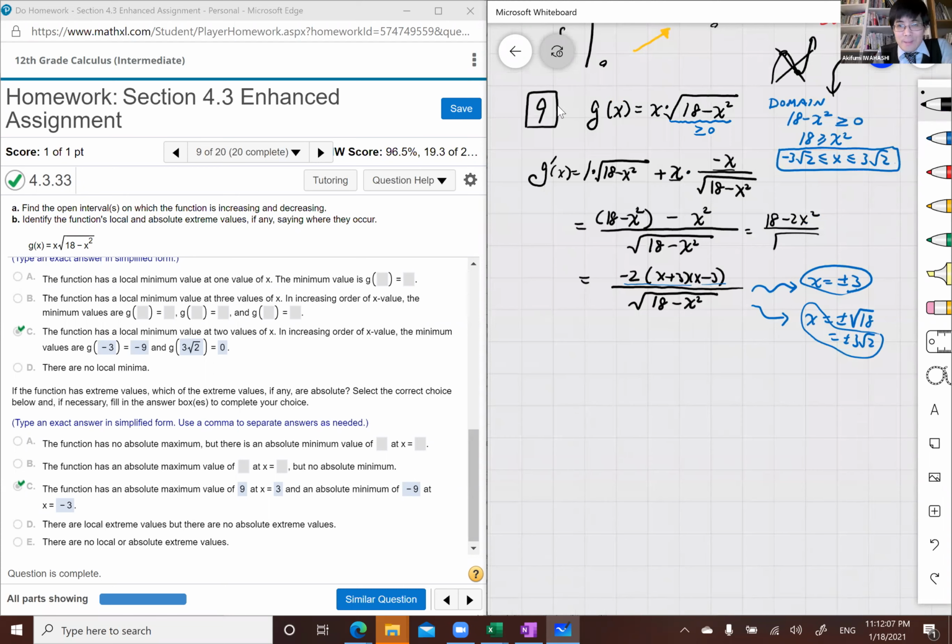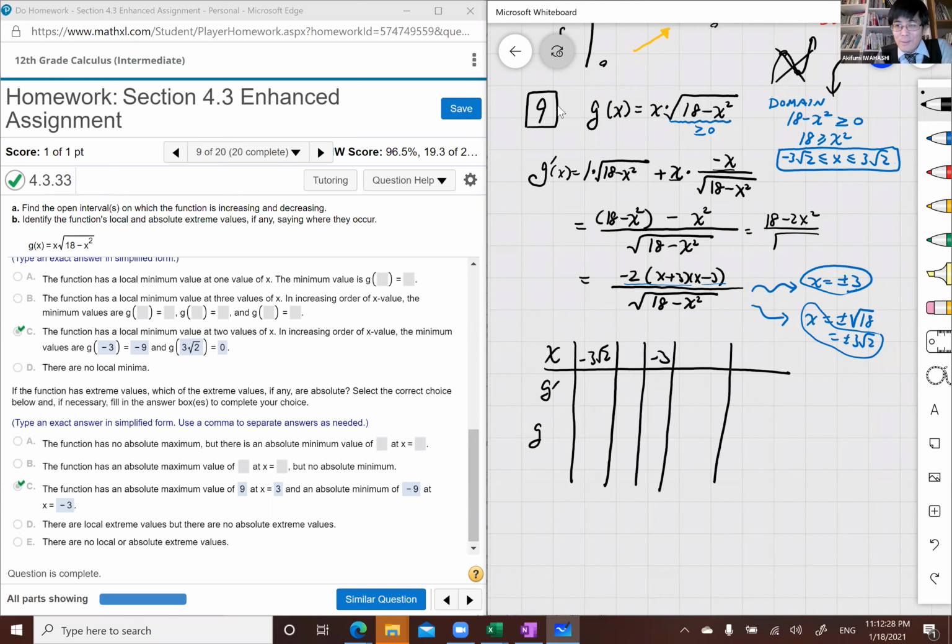Now let's check whether the function is increasing or decreasing by drawing the table. With this function you have to be careful about the domain. So you have a left endpoint this time, one critical point here, another critical point here, and you have a right endpoint. The derivative is 0 here and here, and the derivative is undefined at these two points.